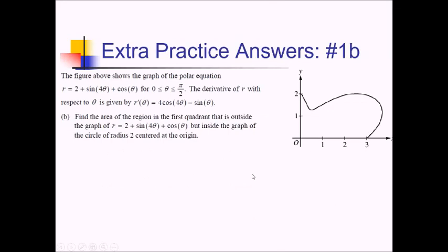For this part of the problem, they want us to find the area of the region in the first quadrant, so in this graph here, that's outside the graph that they just gave us, which we're calling r of theta, but inside the graph of the circle of radius 2 centered at the origin.